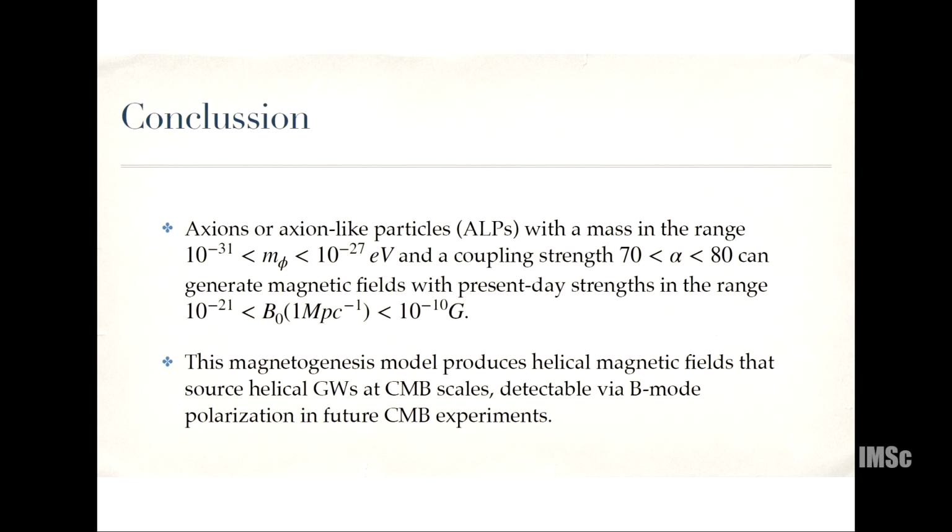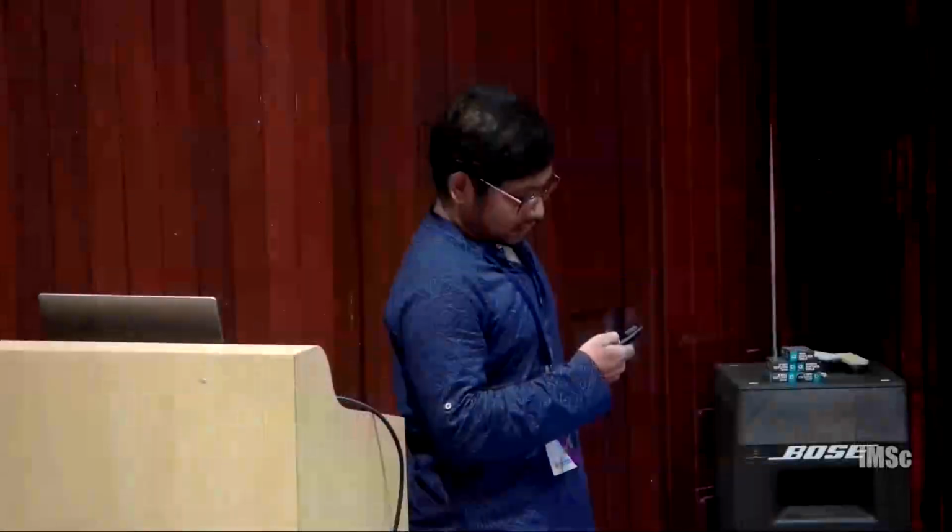So yes, ultralight axions with a mass of 10 to the minus 31 to 10 to the minus 27 electron volts with a coupling strength of 17 to 80 can generate a huge amount of magnetic field at CMB scales. This is one alternative way of generating the large scale magnetic field, and obviously they can generate a significant gravitational wave background, which maybe can be detected by B-mode polarization in future. So this is the outcome of my talk, and thank you so much.